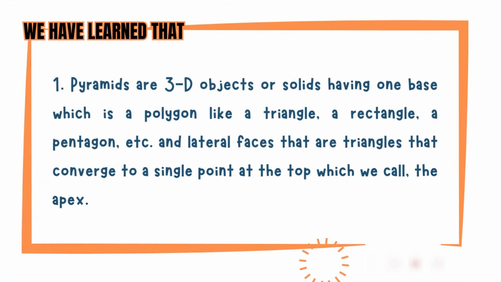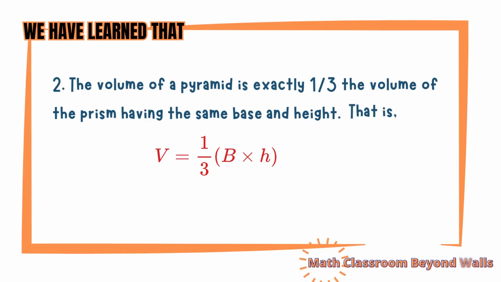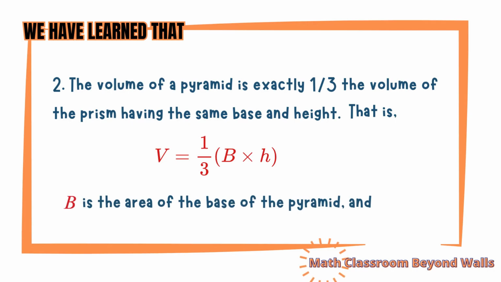Let us summarize what we have learned today. We have learned that, first, pyramids are 3D objects or solids having one base, which is a polygon like a triangle, a rectangle, a pentagon, etc., and lateral faces that are triangles that converge to a single point at the top, which we call the apex. Second, the volume of a pyramid is exactly 1/3 the volume of a prism having the same base and height. That is 1/3 B times H, where B is the area of the base of the pyramid and H is the height of the pyramid.